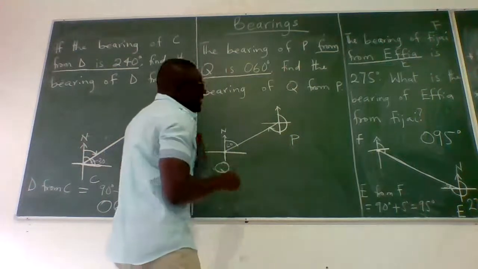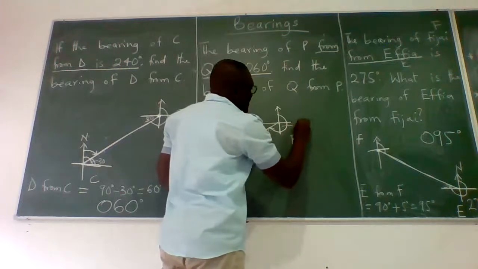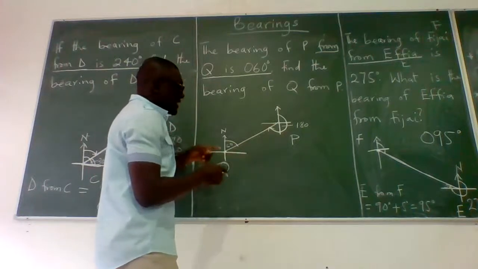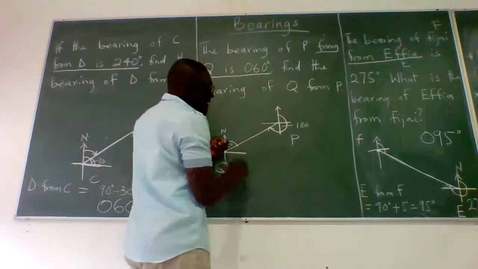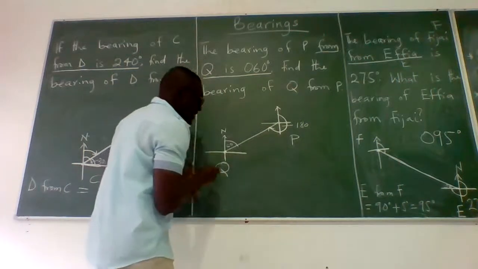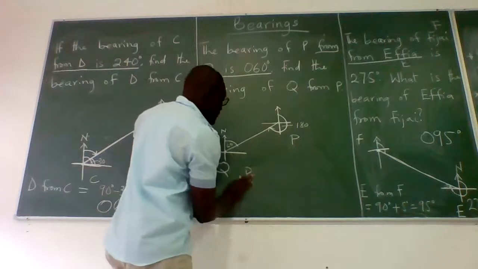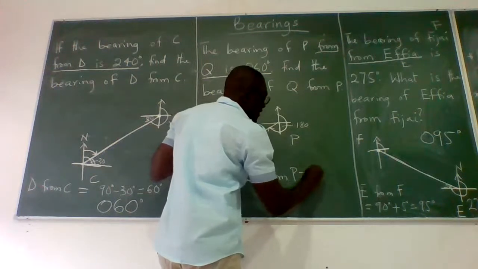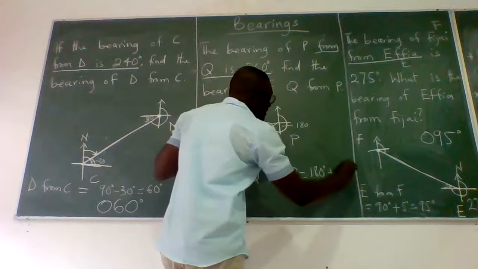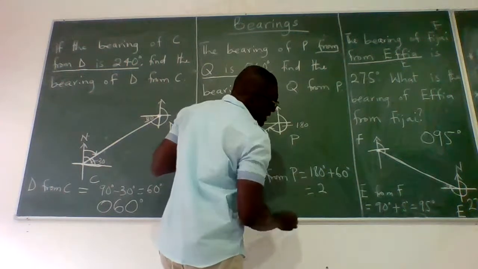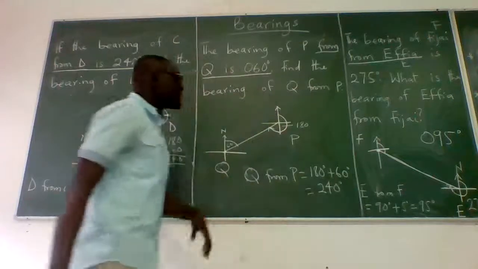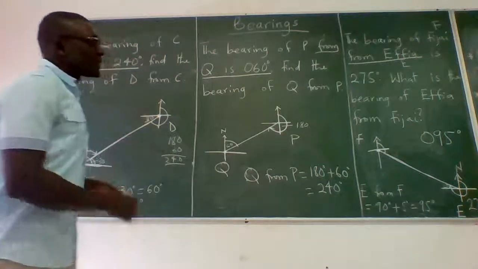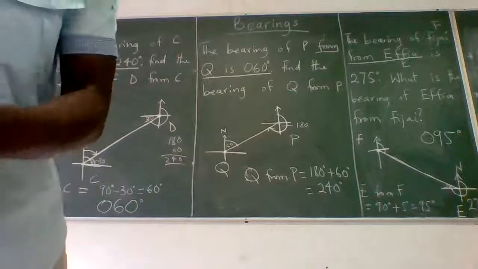So this, once again, we know this and this will give us 180. But now we need this extra one. And we know that alternating angles will still remind us that this 60 here is the same as the 60 here. So then, the bearing of Q from P will then be equal to 180 degrees plus 60 degrees. And that should give us 240 degrees. And this is just a reverse of what we just finished doing here. We take our last question for today.